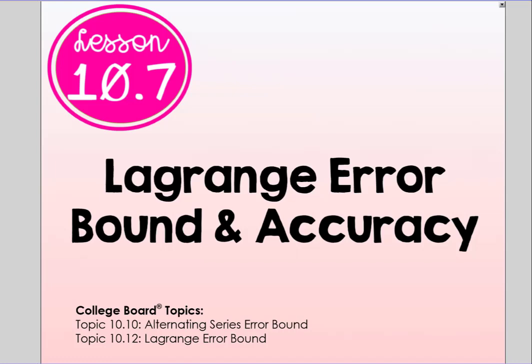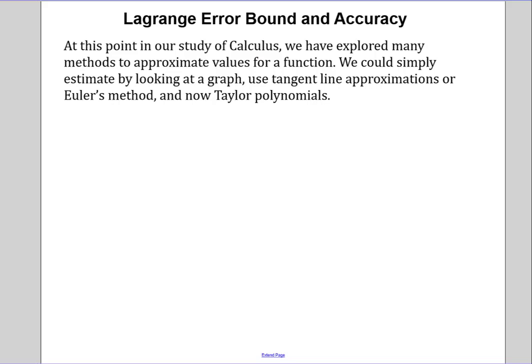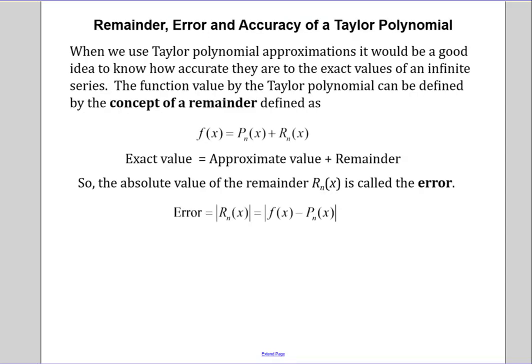Here we are in Lesson 7. Today we're going to look further into the Lagrange error bound and the accuracy. So far we've studied a lot of different ways to approximate functions, whether it's been graphically, tangent line approximations, Euler's method, and now we're looking at Taylor polynomials.